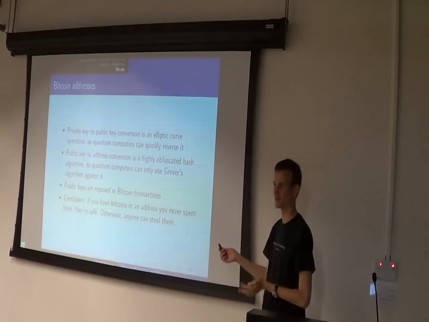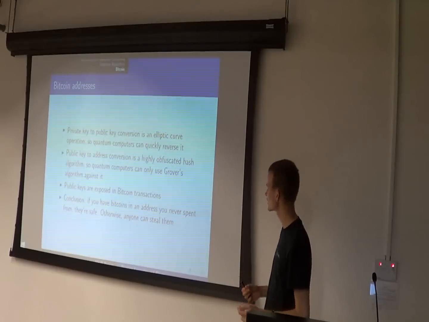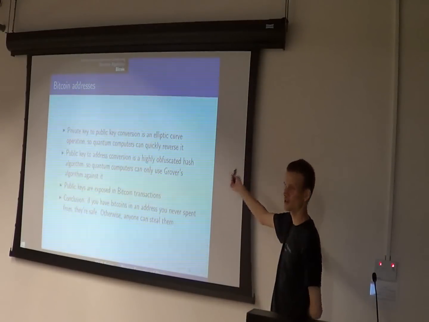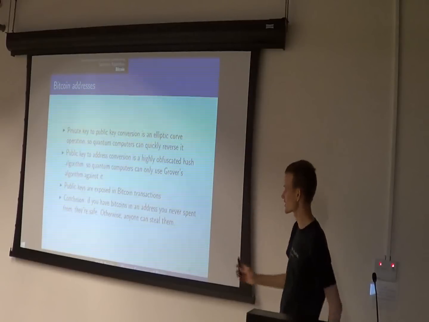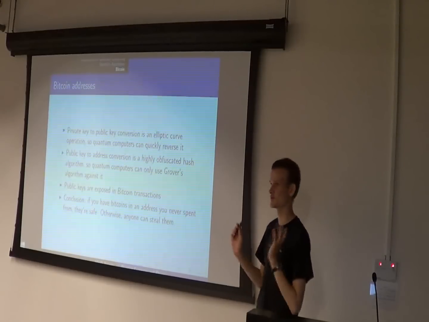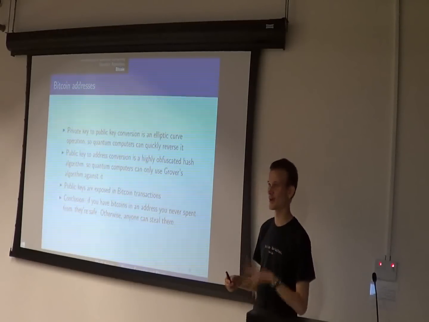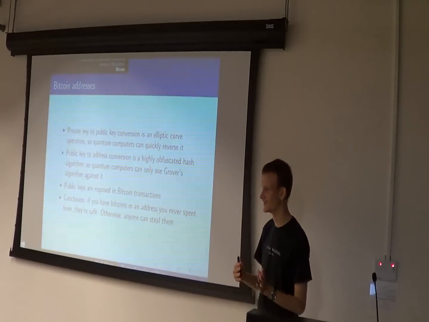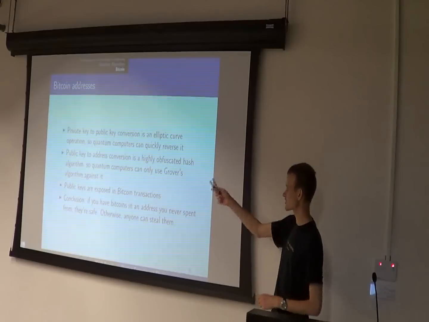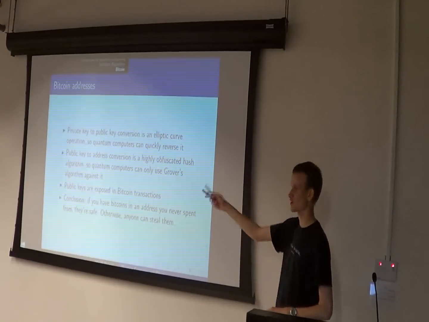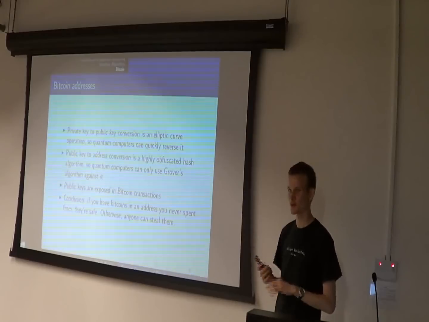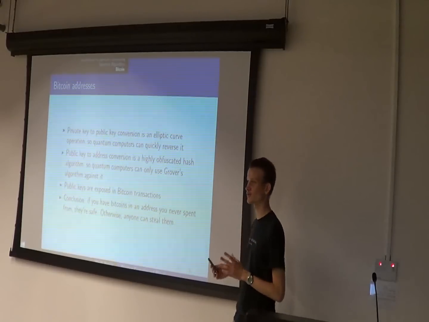So how does this all fit into quantum computing? Private key to public key conversion is an elliptic curve operation, so quantum computers can reverse it. If you have a public key and a good quantum computer, not the crappy one that's used to factor the number 21, then you can figure out what the private key is. Public key to address conversion is a bunch of hash algorithms, so the only thing you can use against it is Grover's.